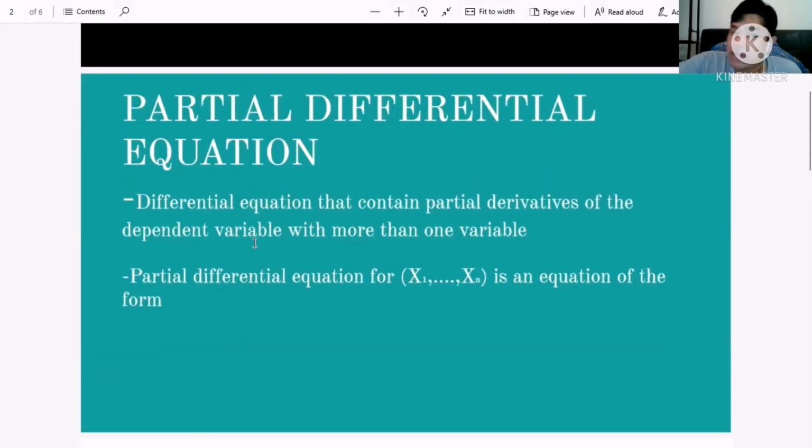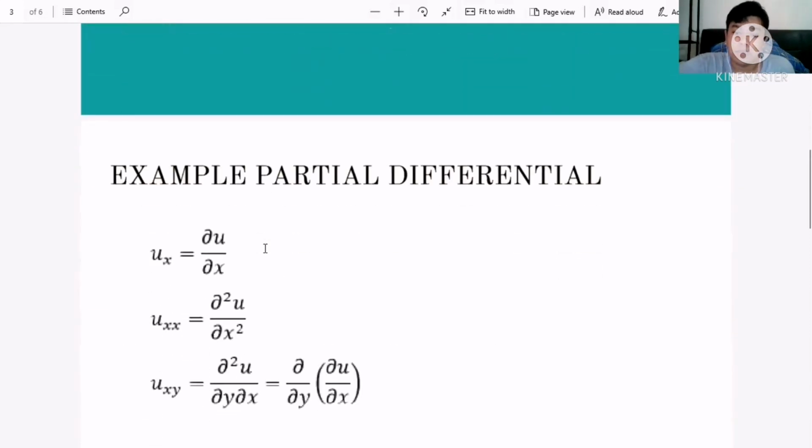Okay, let's take a look at the example of a partial differential equation. In this diagram, they show equations. The first is a differential equation of first order, and the second is of second order. As for the third equation, there are more than one independent variable, which gives the derivative with respect to y and the derivative with respect to x. This shows that this equation is a partial differential equation.